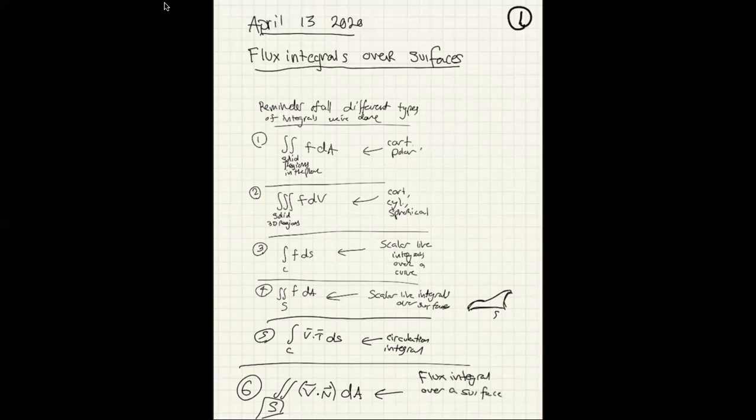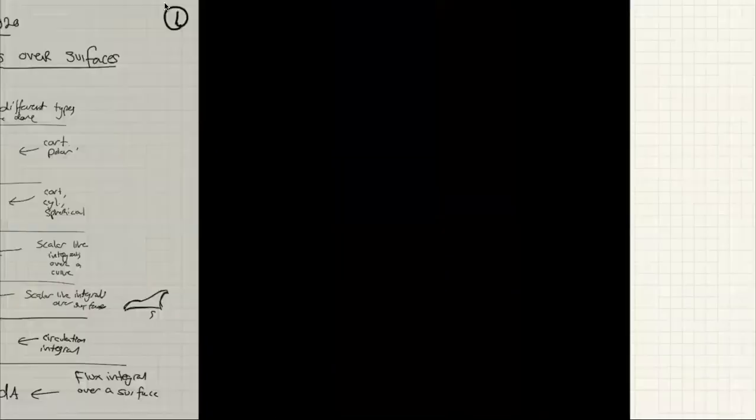And if any of you take electromagnetics, E&M, or are into physics, you'll be doing this a lot with electromagnetic fields, where V is your electromagnetic field. All right, so let me kind of draw what this thing looks like. So we are doing flux integrals over surfaces. Okay, this is page 2.